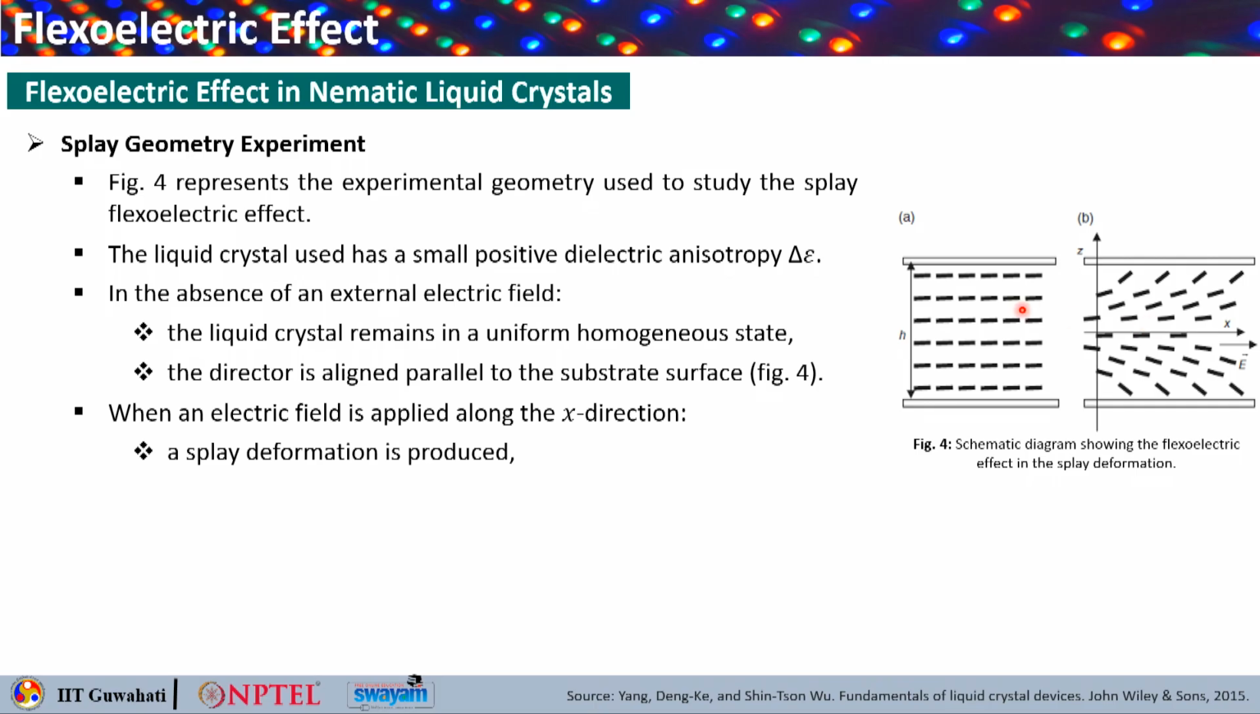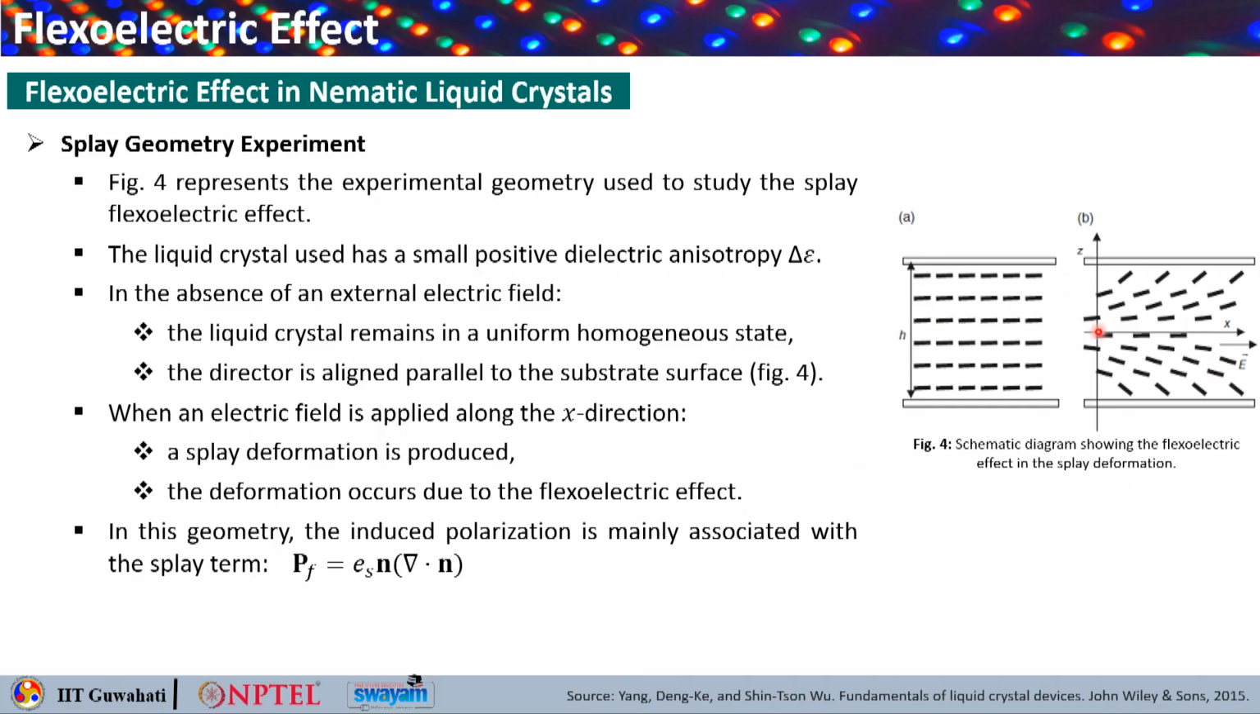Here a splay deformation is produced, and this deformation occurs mainly because of the flexoelectric effect. In this kind of geometry, the induced polarization is mainly associated with the splay term, so you can write PF equals ES n times divergence of n. So the splay geometry is mainly used to study the splay flexoelectric coefficient ES. Clear? Okay.